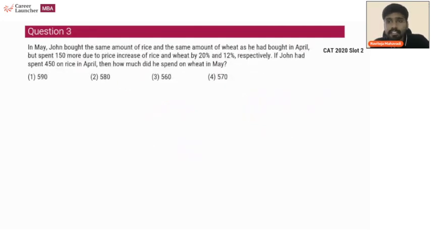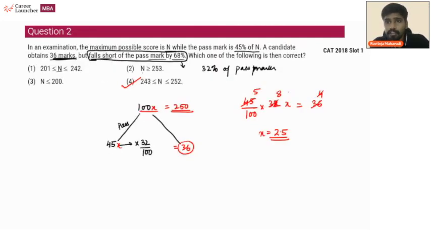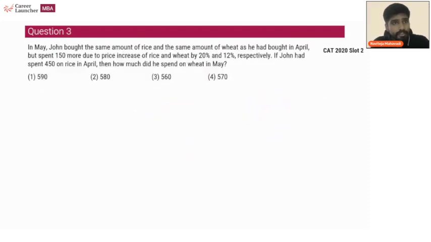Let's look at question number 3. This is a CAT 2020 slot 2 question. The previous question was a CAT 2018 slot 1. In May, John bought the same amount of rice and the same amount of wheat as he had bought in April. Amounts are equal, but he spent 150 more.